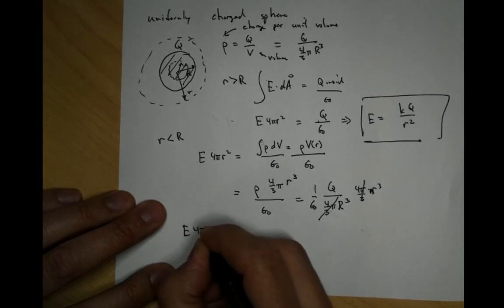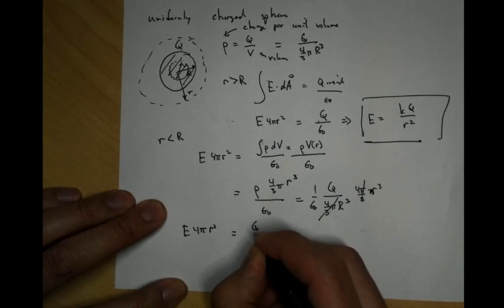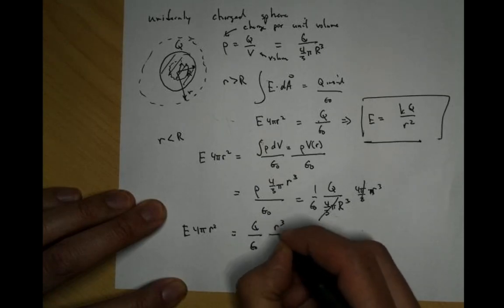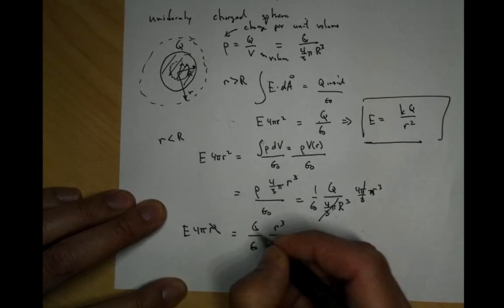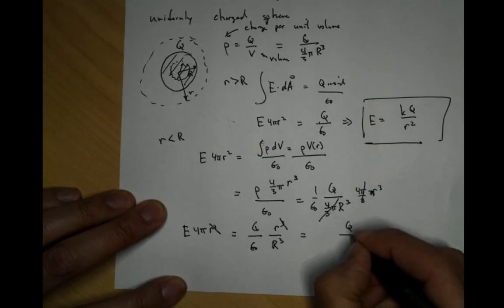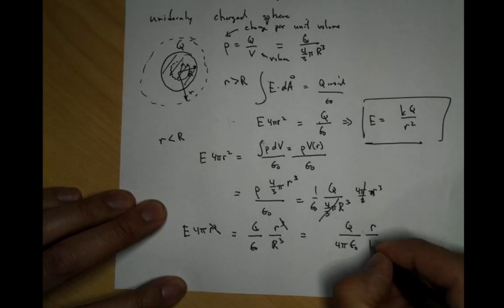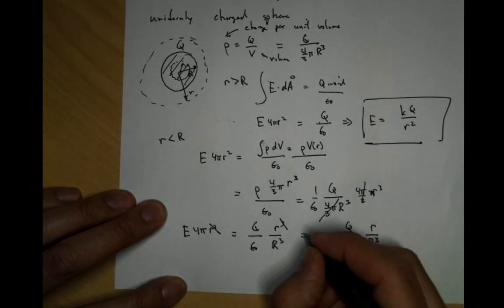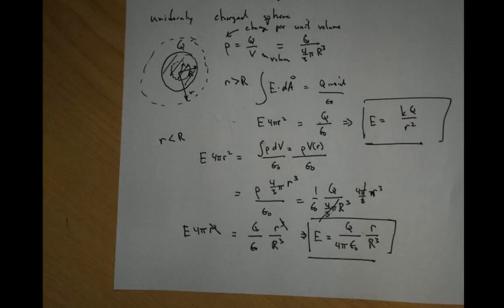And so you end up getting something which is E 4 pi r squared is equal to Q over epsilon naught, r cubed over capital R cubed, okay? And so this will kill off two factors of r. And so you get basically Q over 4 pi epsilon naught, r over R cubed, is E. Okay? All right. Beautiful. Okay.